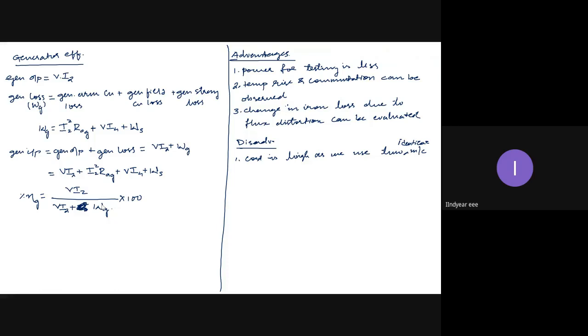If I want to test only one machine, then also we have to construct two machines. That will increase the cost for this type of testing. So next we'll move to an example.